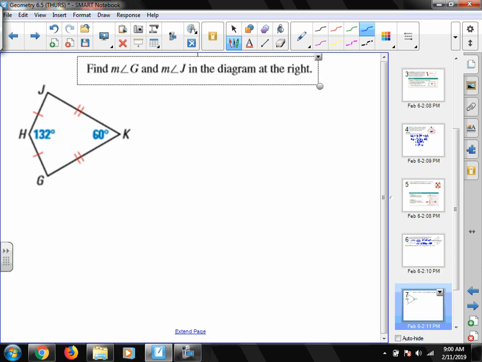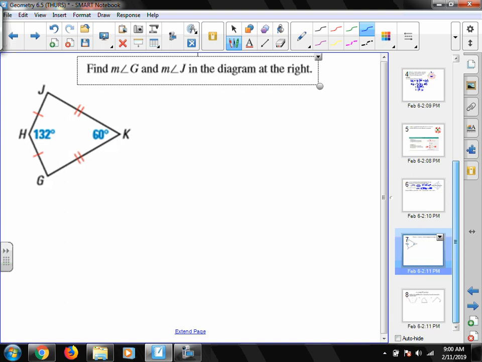And the last example I want to look at before you move on to your guided practice: we want to find the measure of angle G and the measure of angle J in the diagram to the right. Now, I know that angle H is 132 degrees and angle K has a measure of 60 degrees. Hopefully by now you know that 132 and 60 are not the same number. If you don't, I've got some bad news for you.